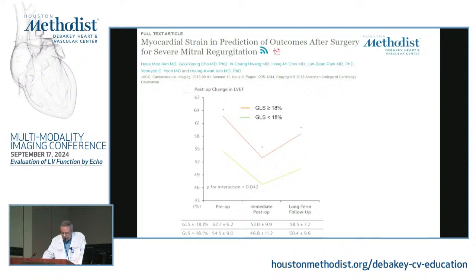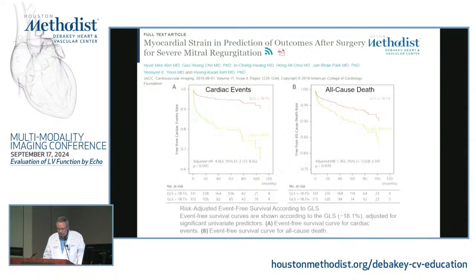But what happened here is that if you see the people with a good GLS of 18 or more, they had an EF in the 60s, they all dropped immediately post surgery, but then on long-term follow-up, they jumped up again to not quite, but pretty normal. Those with a low GLS started with a lower EF, even though it was quote-unquote normal, but low normal, then they dropped a lot more, and they never recovered perfectly well. So again, another way of seeing the prognostic impact of global longitudinal strain on patients with mitral regurgitation.